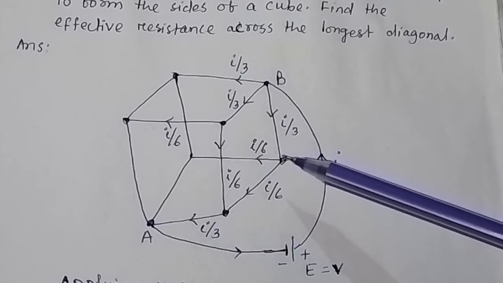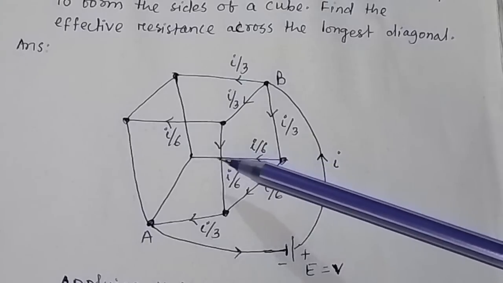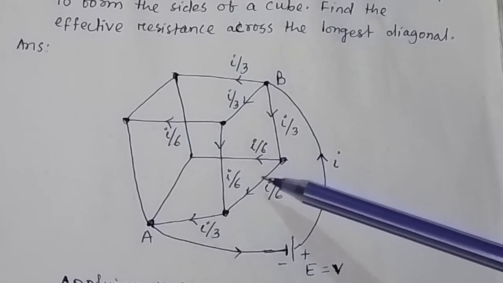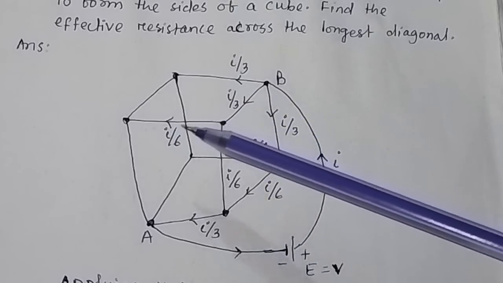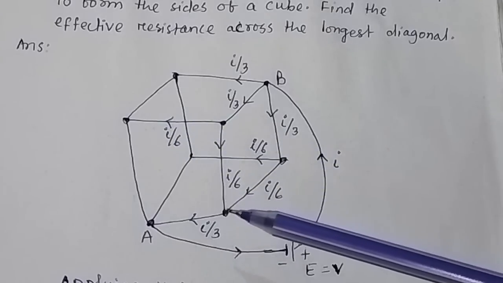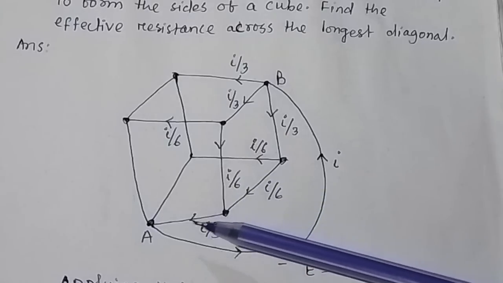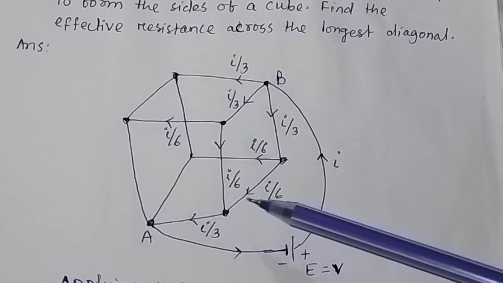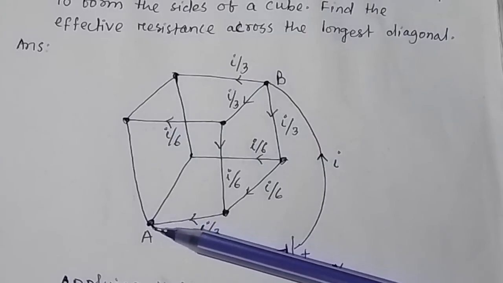Again, when I by 3 current reaches this point, it will be divided into two parts. To this 1 ohm resistor the current will be I by 6, and to this 1 ohm resistor the current will be I by 6. Again, here I by 3 will be divided into I by 6 and I by 6, and at this point I by 6 and I by 6 combine to form I by 3 and reach the point A. So you have a loop.